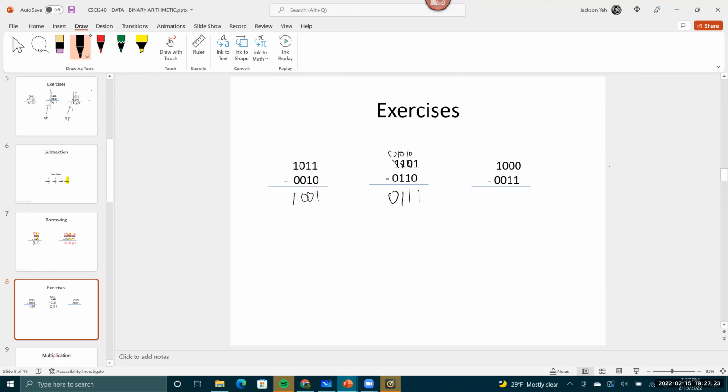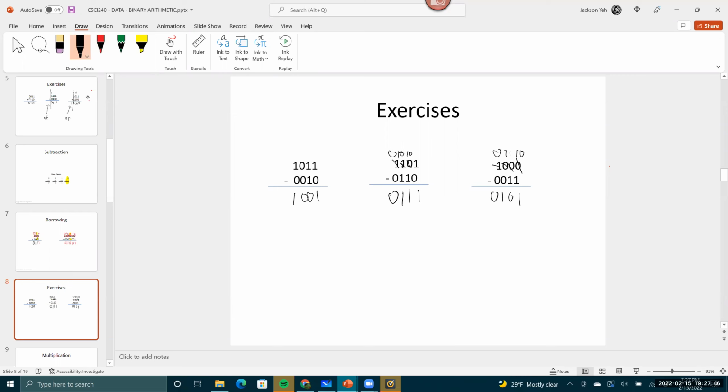Next one over is borrow, right? So this is 0, 1, 1, and this is 2. 2 minus 1 is 1. 1 minus 1 is 0. 1 minus 0 is 1, and then 0. All right. So 2 of these on the right require borrowing. The first one didn't.